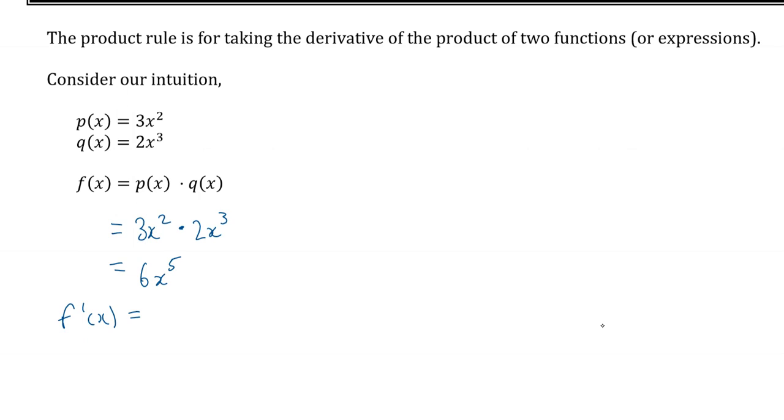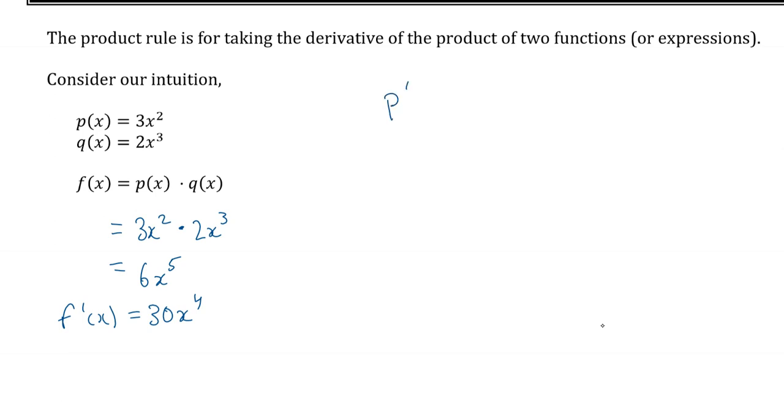No. Well, that's not what I'm asking. What's the derivative of this? 30x to the 4th. Okay? And I'm confident in that because I use rules that I've learned from a long time ago. Back in grade 9, we did this kind of work. So this is correct. And I know how to take the derivative of a monomial like that. So this has got to be correct.